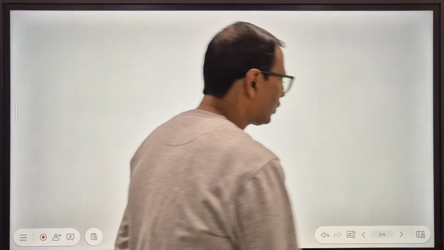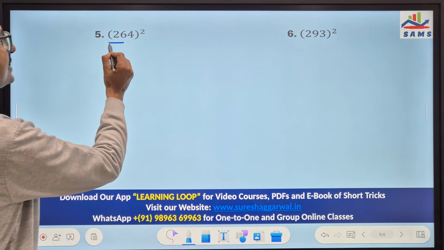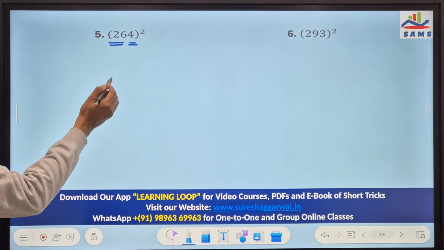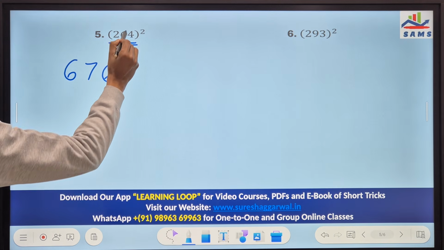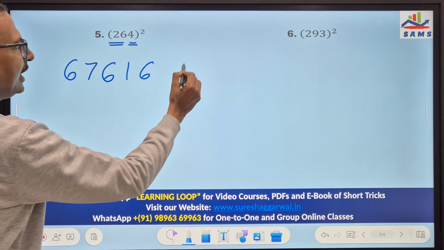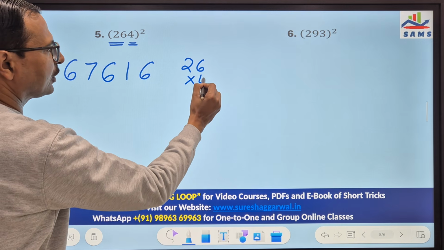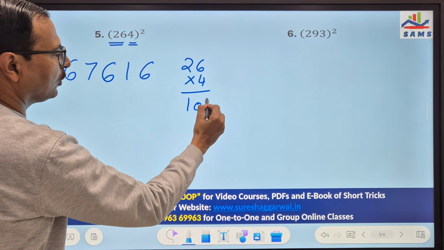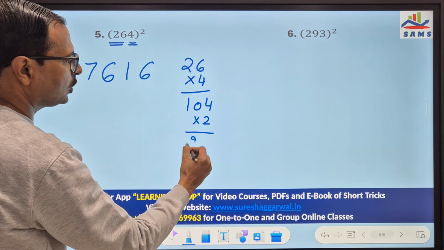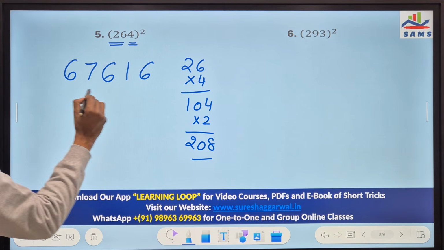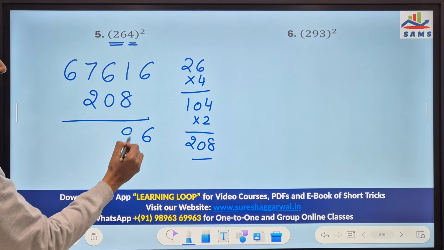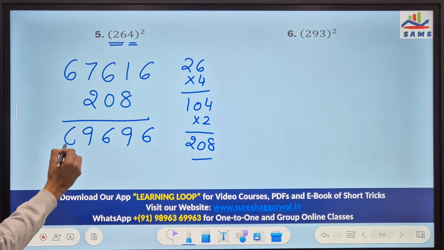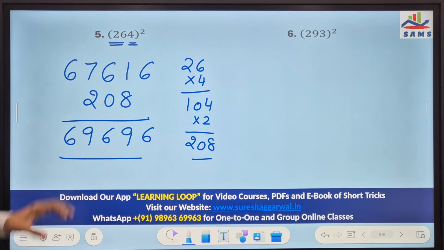Now coming to two more questions. I'll take big numbers here. 26 and 4, 264 square. 26 square is 676. 4 square is 16, and if you do 26 times 4, you get 104, and double of that is 208. So this 208 will be written here and then added vertically. 6, 9, 6, 9, 6.